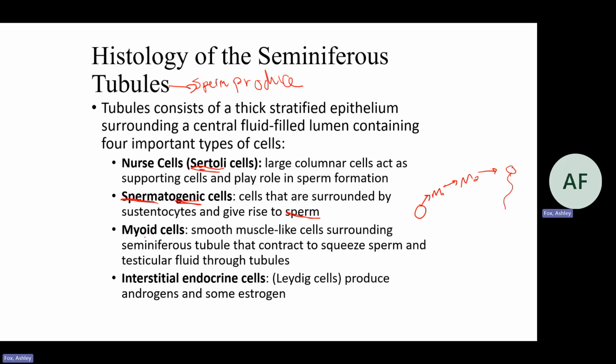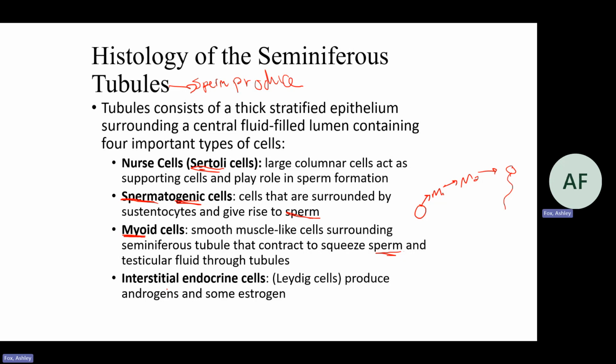We have myoid cells again. So myo means muscle. So these are going to be smooth muscle, kind of like, meaning that they're contractile. So these are contractile cells that are around the seminiferous tubule that can help squeeze the sperm and the fluid through the tubules so then it can lead to the rete testis and go into the epididymis.